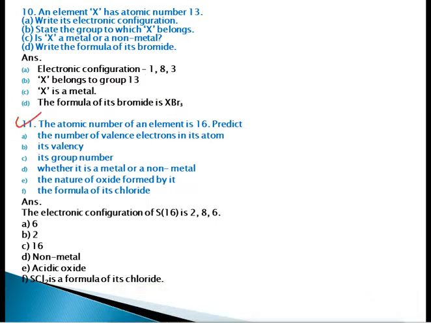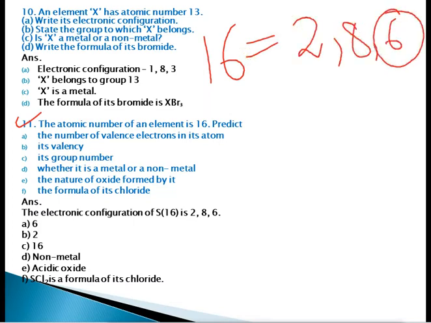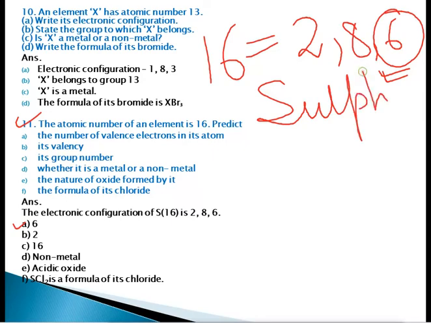Now let's discuss question number 11. The atomic number of an element is 16. Electronic configuration 2, 8, 6, with 6 electrons in the outermost shell. Predict the number of valence electrons in its atom. For that we have to write the electronic configuration: 2, 8, 6. 6 electrons are there in the outermost shell, so valence electrons are 6. And what is the name of this element? It's sulfur, which is having atomic number 16. Its valency: 6 electrons in the outermost shell, so it needs 2 more electrons to become stable. So its valency will be 2, that is -2.